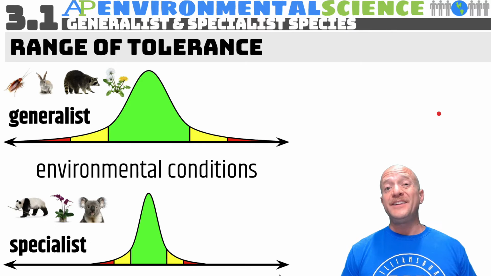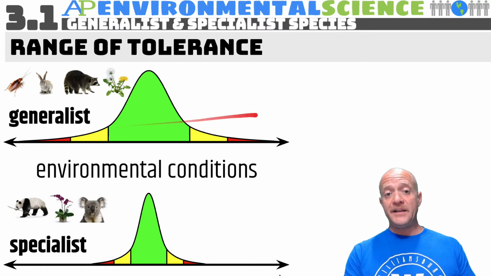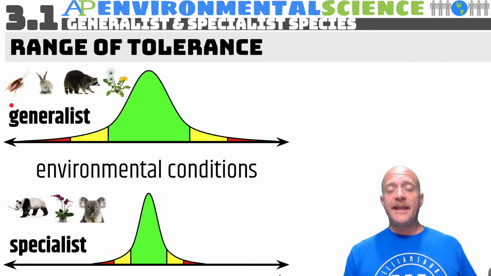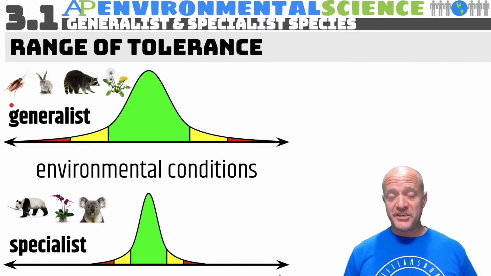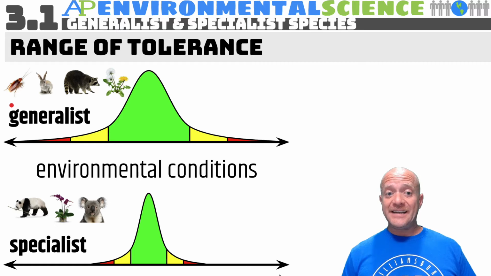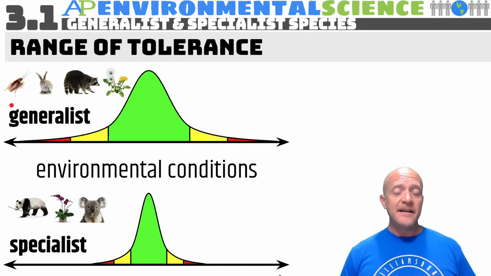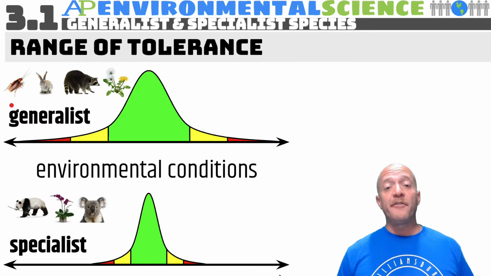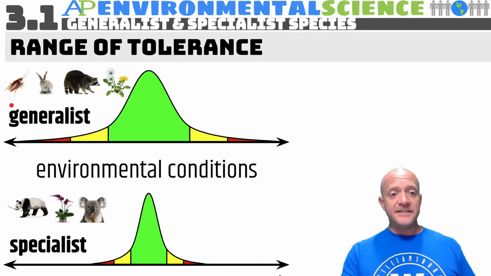Basically, the difference between a generalist species and a specialist species is that generalist species have a wider range of tolerance, which means they can endure more general environmental conditions. Generalist species tend to exist in many different habitats because they can tolerate a variety of temperatures, pHs, oxygen contents, and various environmental conditions. So you can see some examples.